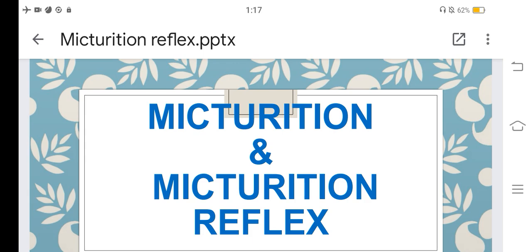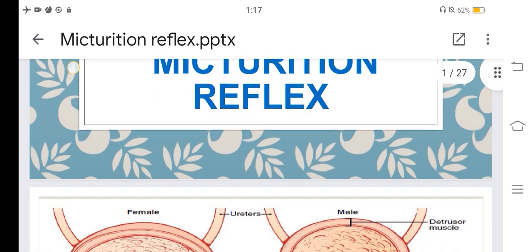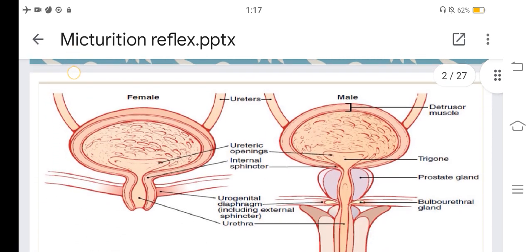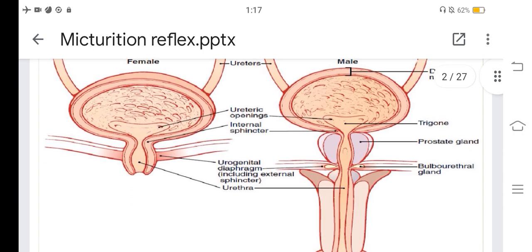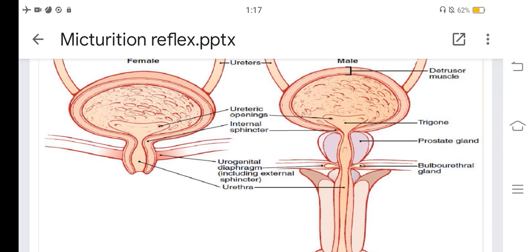In this video, we are going to learn about micturition and the micturition reflex. In this figure, we could see parts of the excretory system in human female and male. Ureters are shown, along with ureteric openings, then the internal sphincter, then the urinogenital diaphragm including the external sphincter, along with the urethra region.